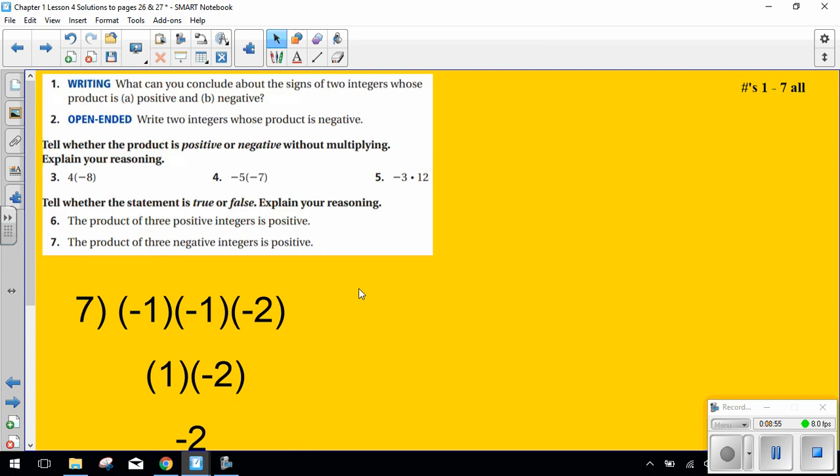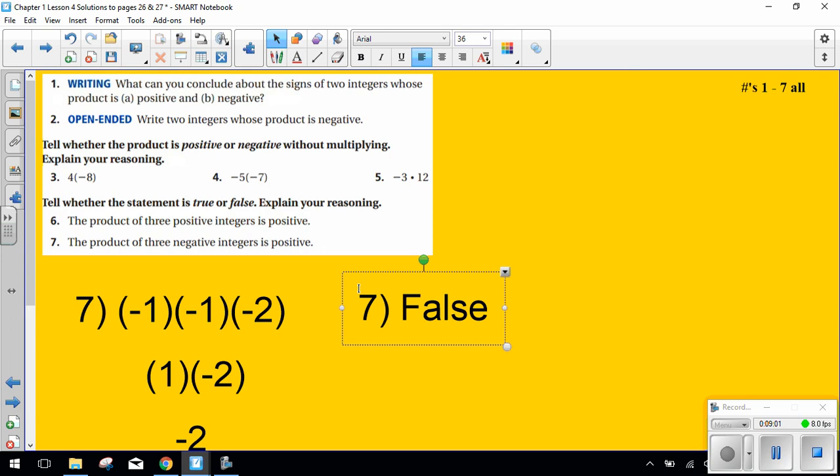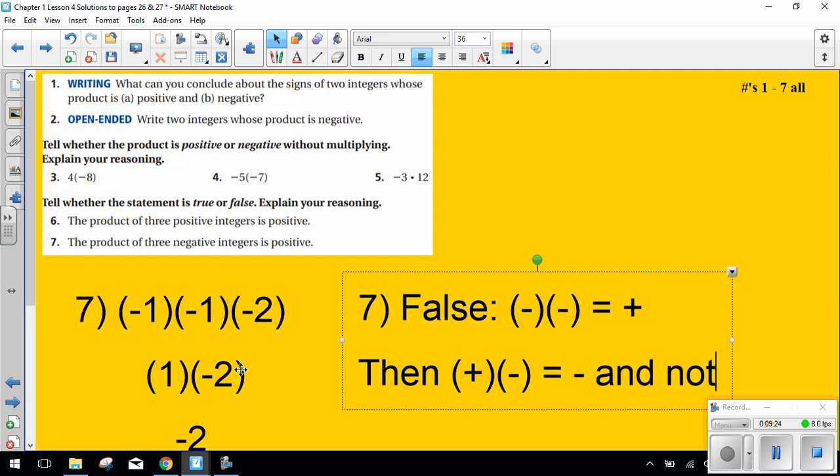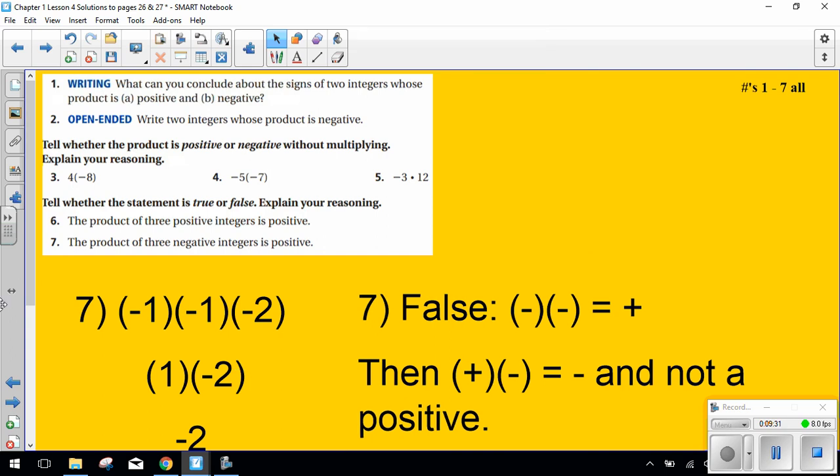So to answer number 7, the product of 3 negatives is a positive. It's false. And why is it false? Because a negative times a negative equals positive. Then it's this step now. This is a positive times a negative. Then a positive times a negative equals a negative and not a positive. Okay, so there's number 7. Let's move on.